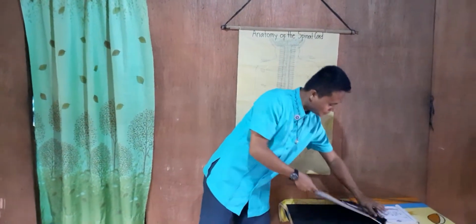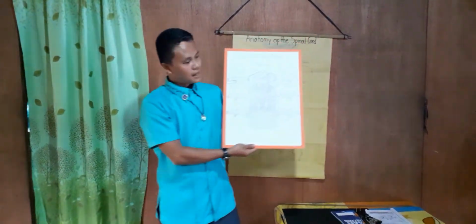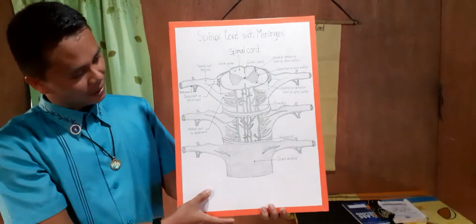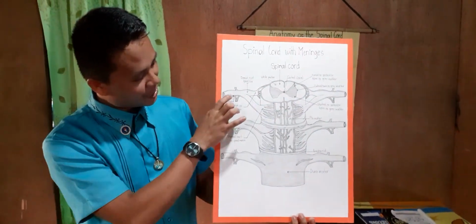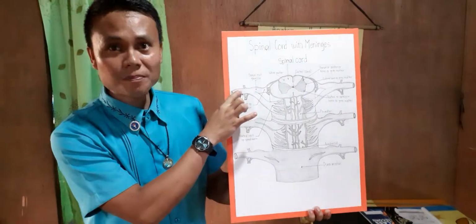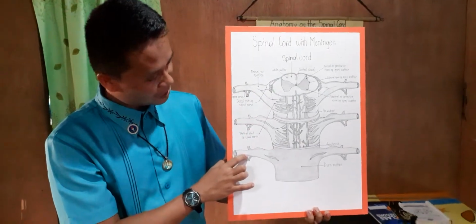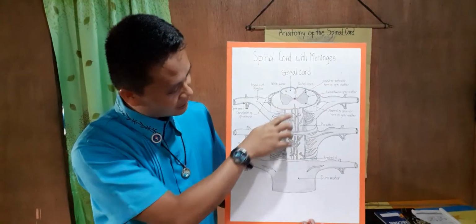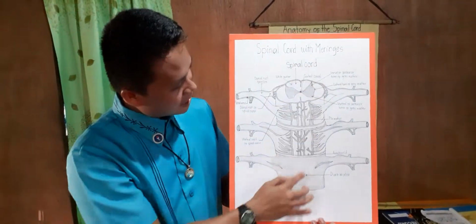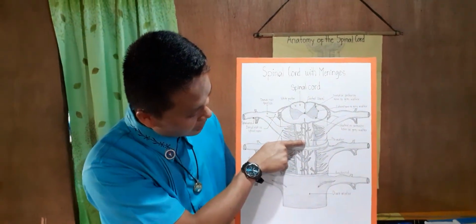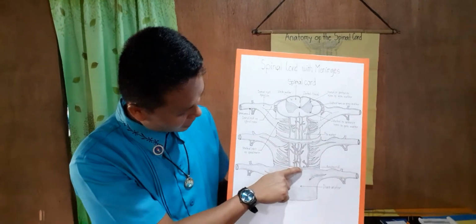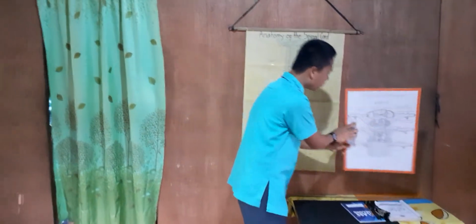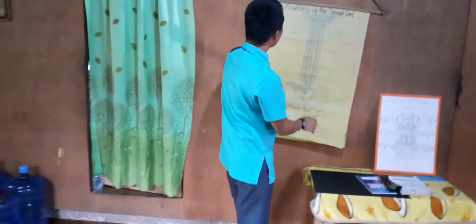Now I have here a three-dimensional illustration of the spinal cord. So, the spinal cord has nerve branches, 31 pairs of nerve branches. It has a central canal. Then, the spinal cord has a pia mater, which is located here. Okay, the arachnoid, which is here, and the dura mater. Let us know more about the spinal cord.